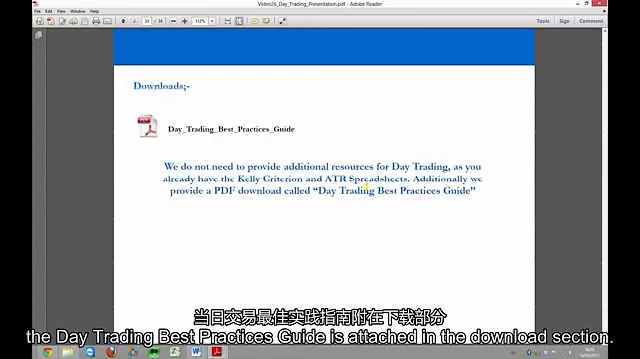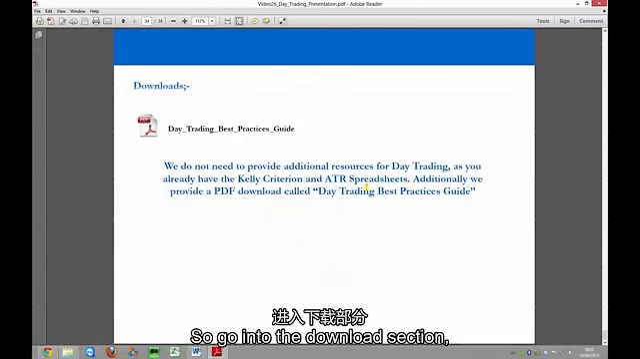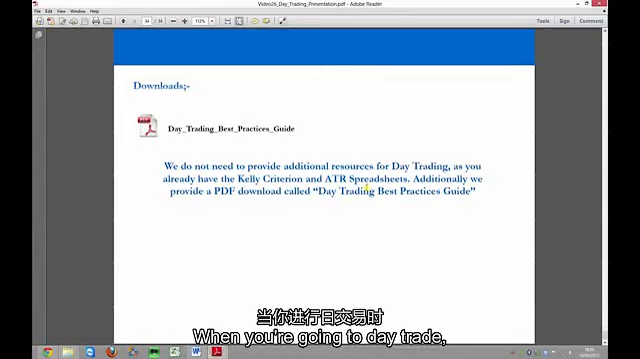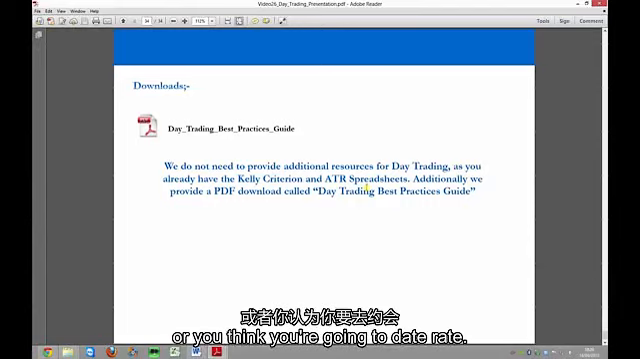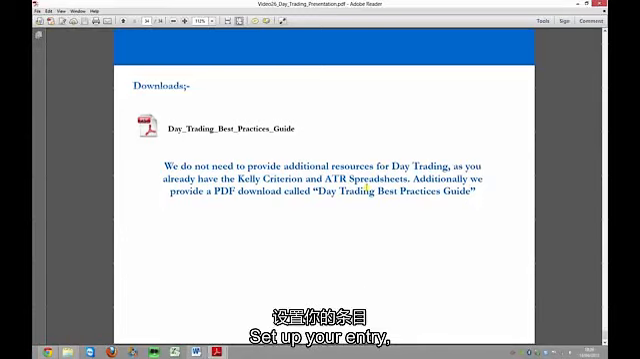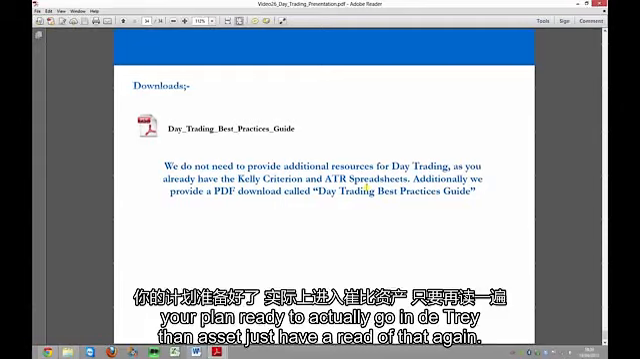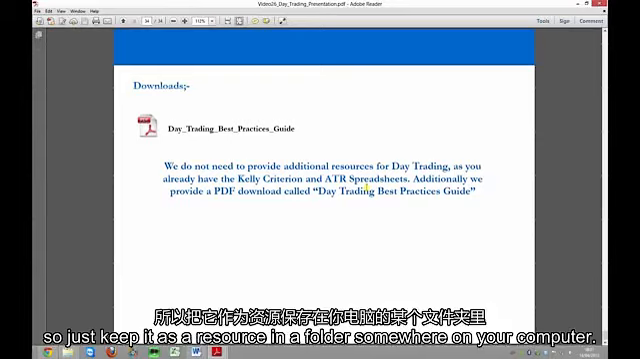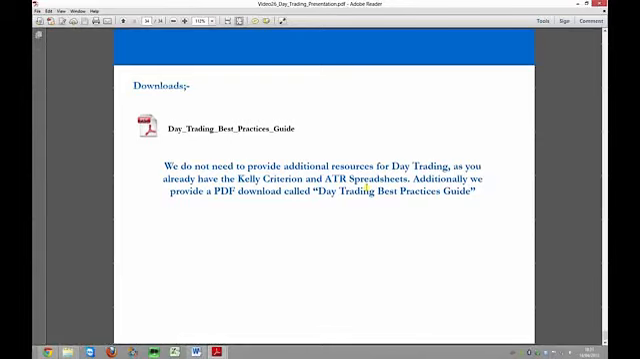Again, the day trading best practices guide is attached in the download section. So go into the download section, download it, and read it a couple of times at least. In the future, when you're going to day trade, let's say 30 minutes before the market opens, and you've got your risk reward set up, your entry, your plan ready to go and day trade an asset, just have a read of that again 30 minutes before. It's probably going to save you and make you a lot of money over your life. So just keep it as a resource in a folder somewhere on your computer.